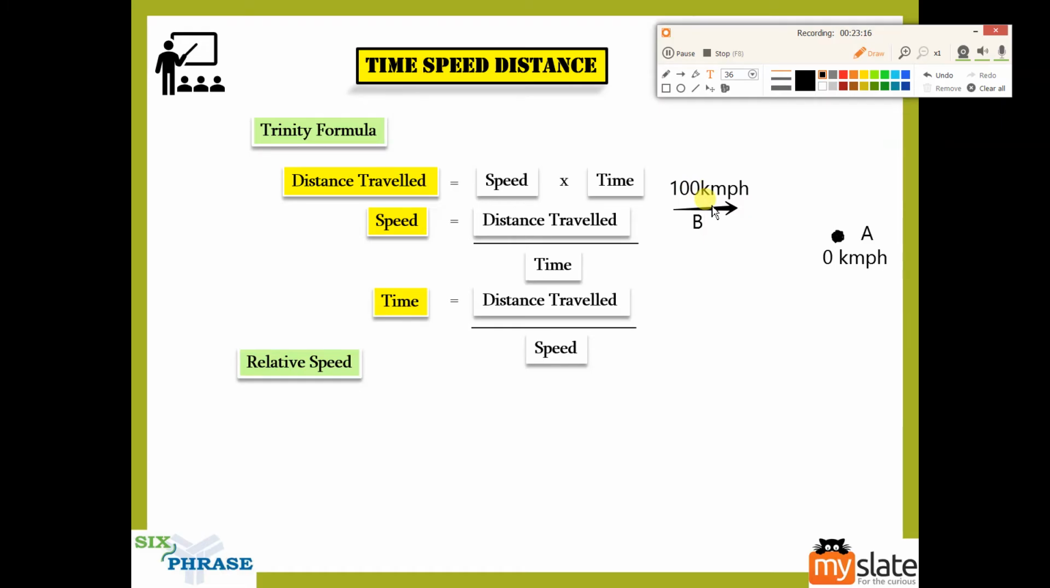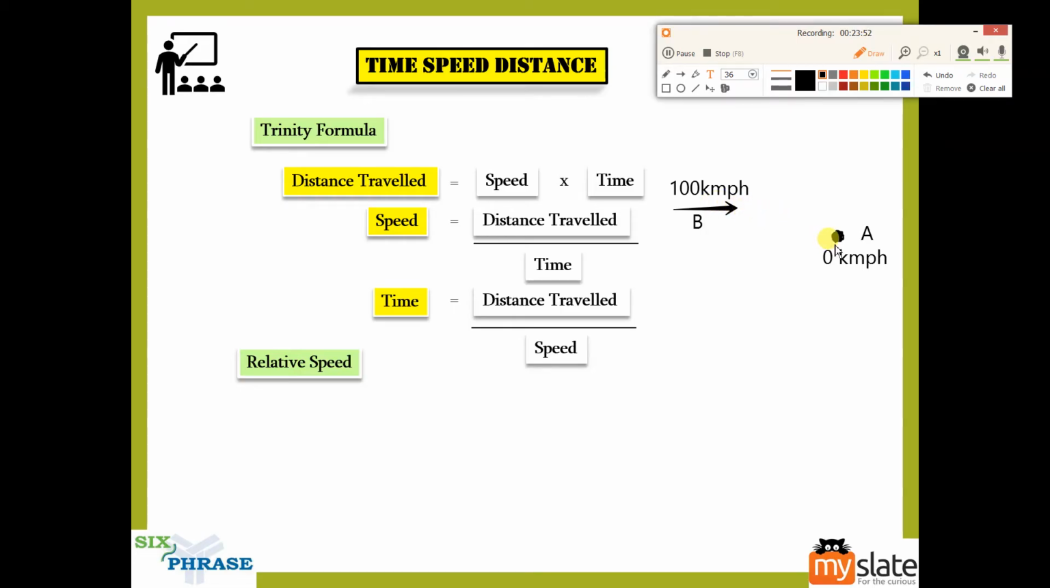Now, from B's perspective, he is moving at 100 kilometers per hour. This guy is at 0 kilometers per hour. From B's perspective, what do you think will be the speed of A? It will still be 100, correct? From B's perspective, the speed of A will be 100 because B is moving at 100, and this guy is just standing there doing nothing. So according to B, if he looks at A, he'll think A is moving at 100 kilometers per hour, right?